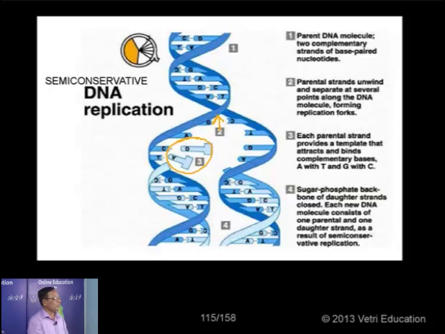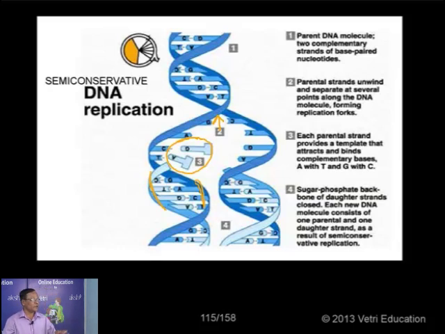Then what will happen ultimately? We have already seen that the backbone is formed of sugar and phosphate. The sugar-phosphate backbone of the daughter strands is closed, and now each new DNA molecule consists of one whole strand. This is a parental strand, and this is a new strand. That is why it is called the semi-conservative method. This is a simple illustration. We can have a better one after this.